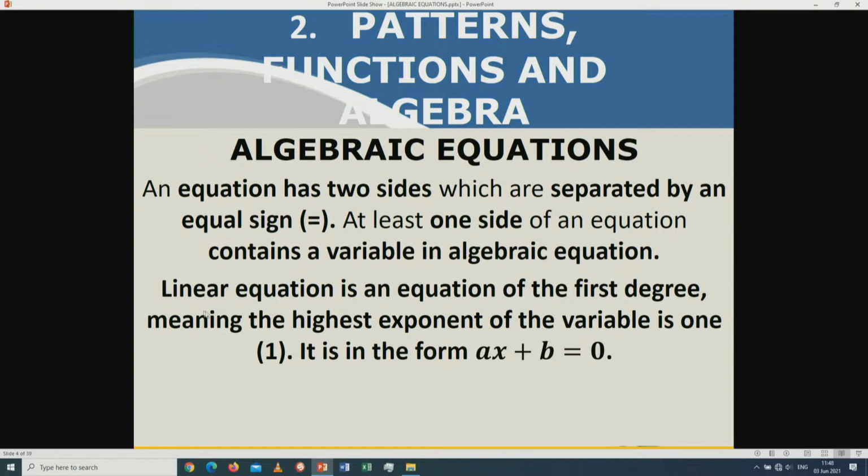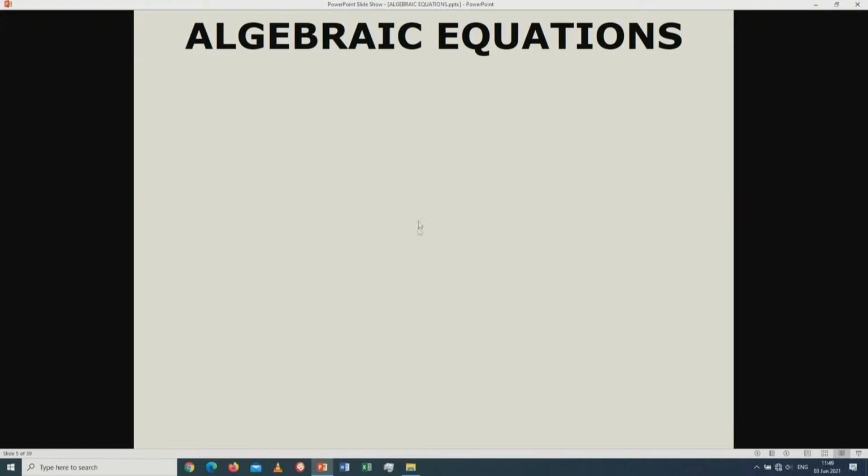Right. And we also have what we refer to as a linear equation. A linear equation is an equation of the first degree. What does that mean? It means the highest exponent of the variable is 1. It is in the form ax plus b equals 0. As you can recognize, the exponent of x is 1. Right. And then algebraic equations.